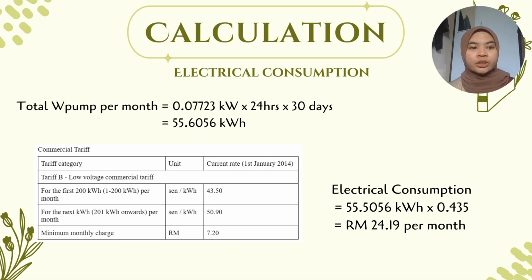For the calculation of electrical consumption, we total up the work of pump per month, which is 0.07723 kilowatt, multiplied by 24 hours and 30 days, and then we get 55.6056 kilowatt per hour. For the commercial tariff, our project uses tariff B, which is the low voltage commercial tariff. For the first 200 kilowatt per hour per month, we know that the current rate is 43.5 cent per kilowatt per hour. For the electrical consumption, we multiply the total work of pump with 0.435, and we get 24 ringgit and 90 cent per month.